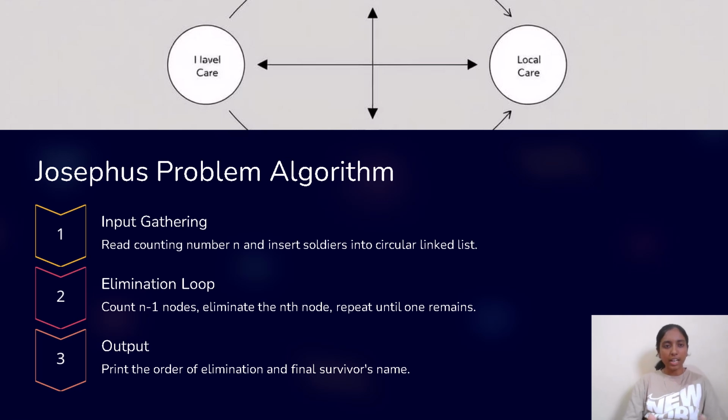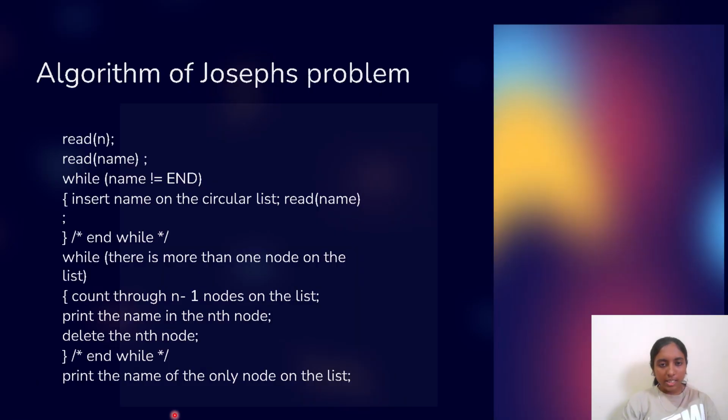At the first stage, we have to gather the input, read the counting number n, and insert the soldiers into a circular linked list. The second step is elimination of the loop: counting n minus 1 nodes, eliminating the nth node, and repeating until 1 remains. The third step is output: print the order of the elimination and the final survivor's name. So in this slide, I'm going to explain how the algorithm works.